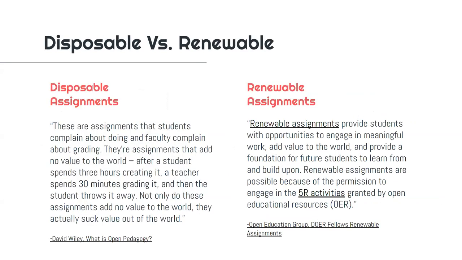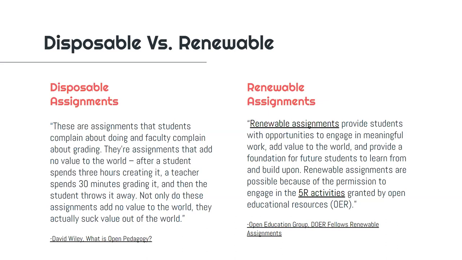Keeping in mind that more theoretical definition, we're going to look at what that looks like in practice. To do that, we're going to look at the difference between disposable and renewable assignments. A disposable assignment, according to this quote, is an assignment that students complain about doing and faculty complain about grading. These are assignments that add no value to the world. After a student spends 3 hours creating it, a teacher spends 30 minutes grading it, and then the student throws it away. Not only do these assignments add no value to the world, they actually suck value out of the world. That's a pretty bold statement, but the idea is that it's your typical assignment.